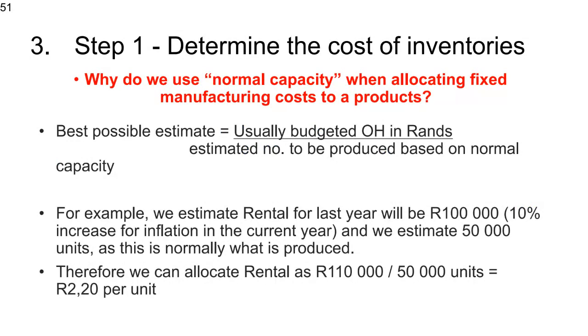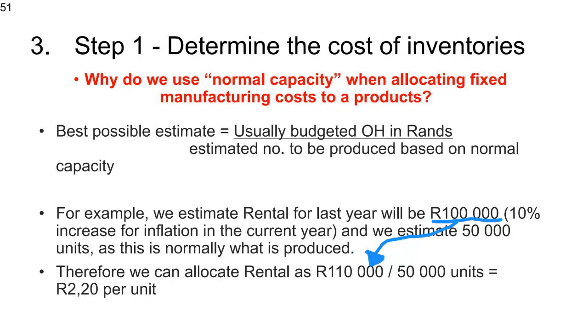So we say last year we paid rental of 100,000, right? And we know that rental is going to increase by 10%. So our rental cost for this year is going to be 110. Okay, let me explain it again. Last year the rental was 100,000. We're going to increase it by 10%, so this year, 2022, it's going to cost us 110,000 rand. So that's a rand amount.